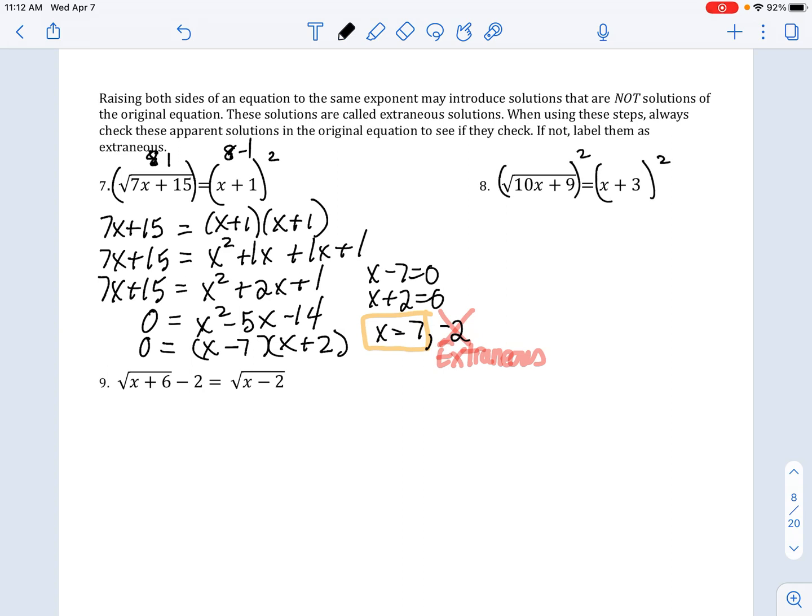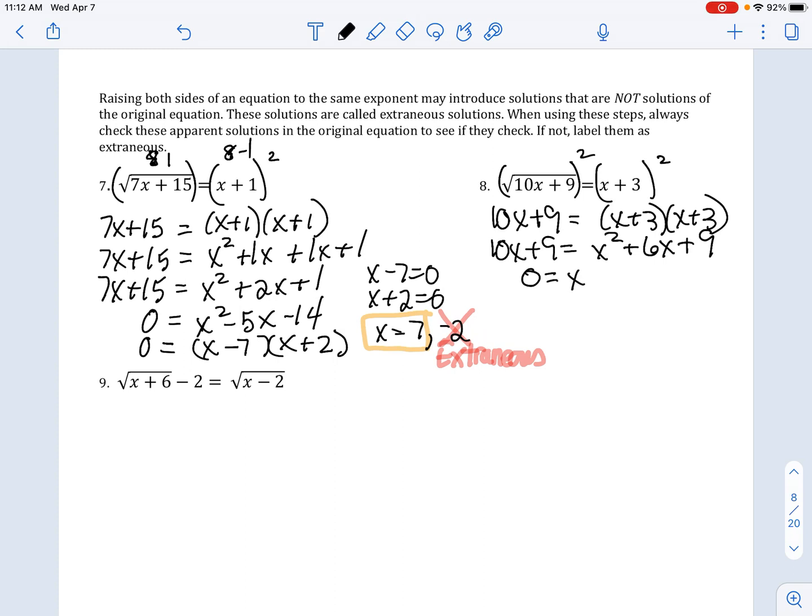Same type of procedure, square both sides. We're going to get 10x plus 9 equals x plus 3 times x plus 3. 10x plus 9 equals x squared plus 3x plus 3x plus 9, which is x squared plus 6x plus 9. Please feel free to do some of those steps in your head. 0 equals x squared, subtract the 10, minus 4x, subtract the 9, plus 0.